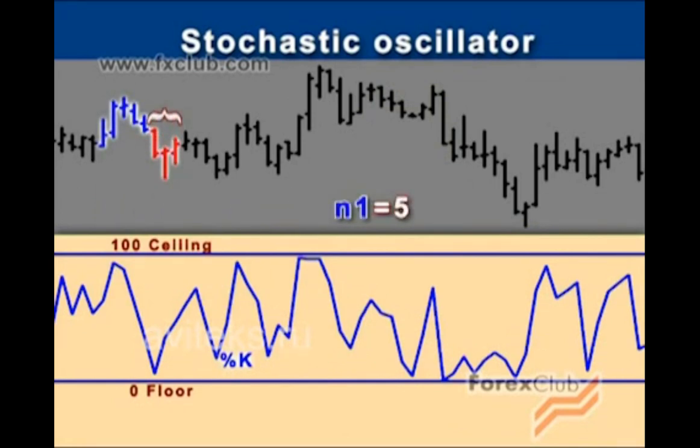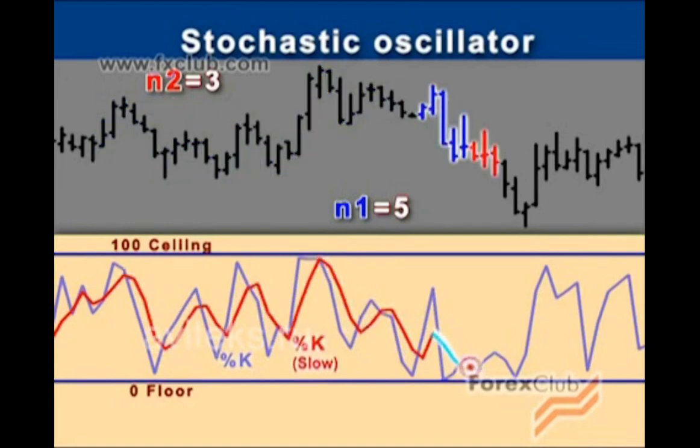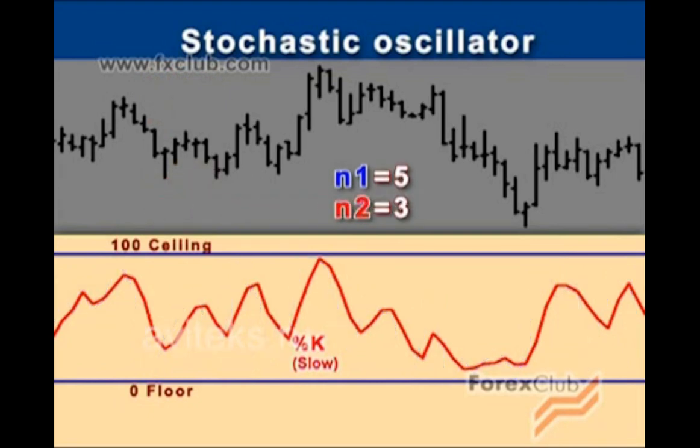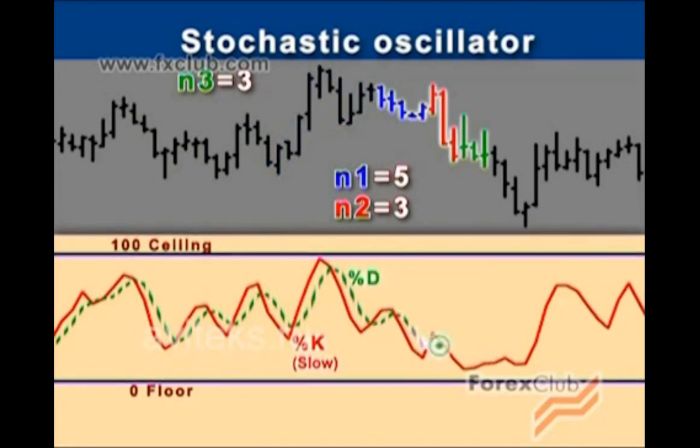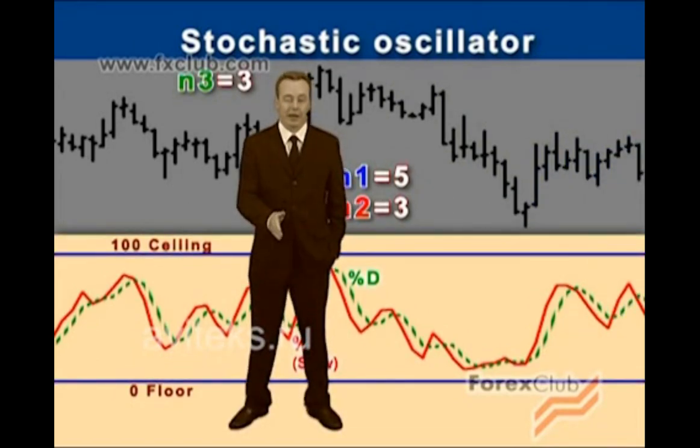But if we average it, for example over 3 days, we get a slower curve. 3 days is the second oscillator's time period, N2. We'll call the new curve a slow percentage K line, although it'll be the fastest one on our stochastic chart. And here it is. And after averaging or smoothing the new percentage K line for 3 more days, we get a percentage D line, and the third and last time period, N3. We'll chart percentage D as a dotted line on the chart. And that's it. Plotted it at last.